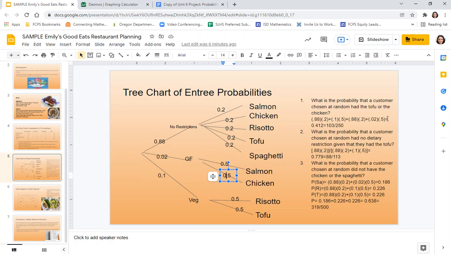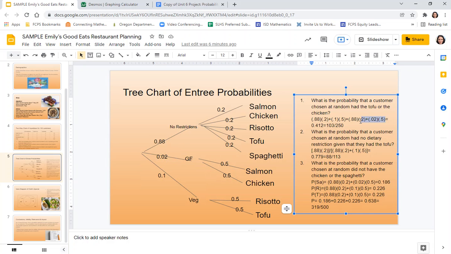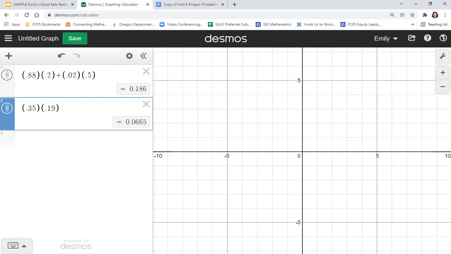Now you can have Desmos do the work of multiplying. It's a lot easier than your phone calculator, and it makes a lot fewer mistakes than your phone calculator. Desmos will give you that answer as a decimal. Also remember that anytime you have a decimal answer, it will convert it to a fraction if you press the fraction button over here on the left.